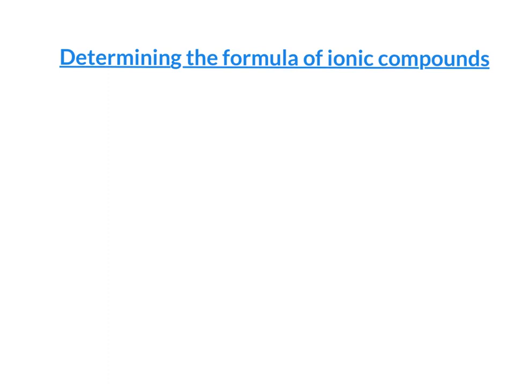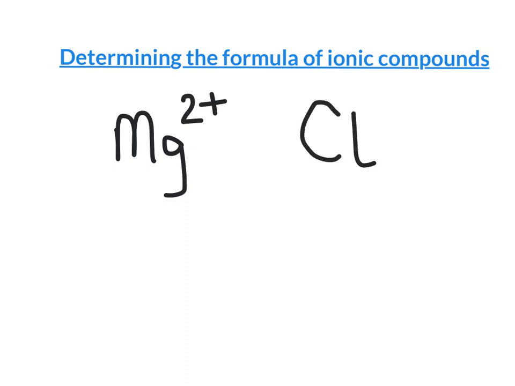So for example, if I'm asked what is the formula of the ionic compound formed between magnesium and chloride ions, okay, I've got to think about this. Magnesium is in group 2 of the periodic table, so it's going to have a 2 plus charge, and my chloride ion, well, chlorine's in group 17, so that's going to have a 1 minus charge, or a single minus charge. Now, swap and drop method, super easy.